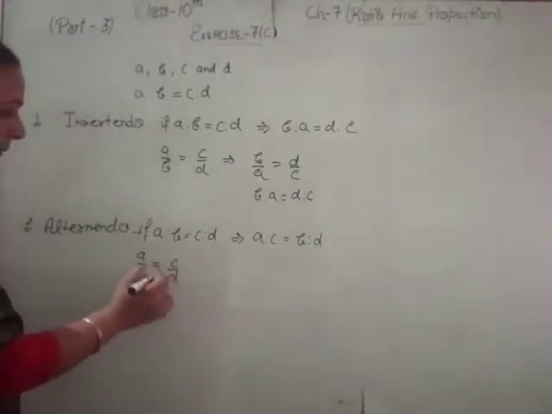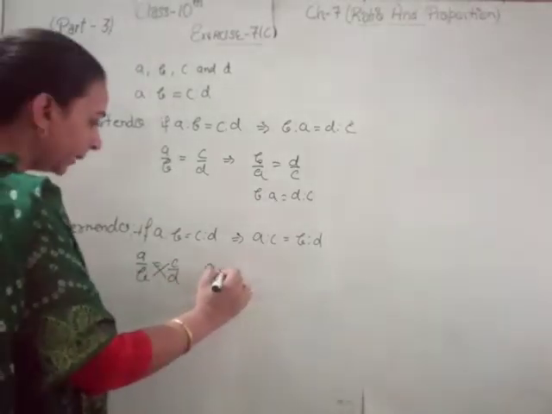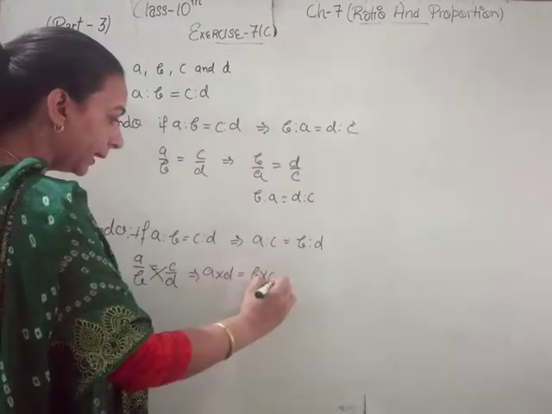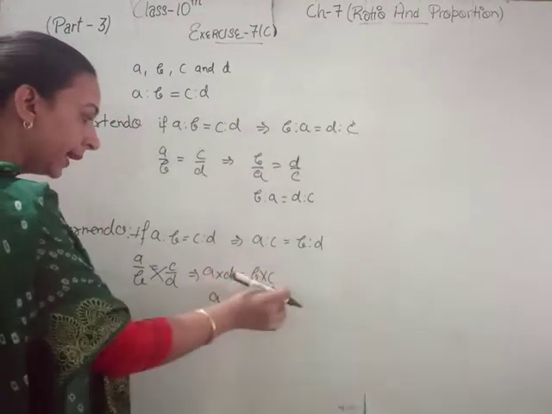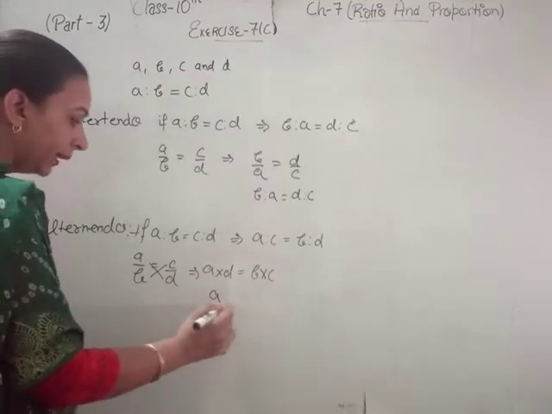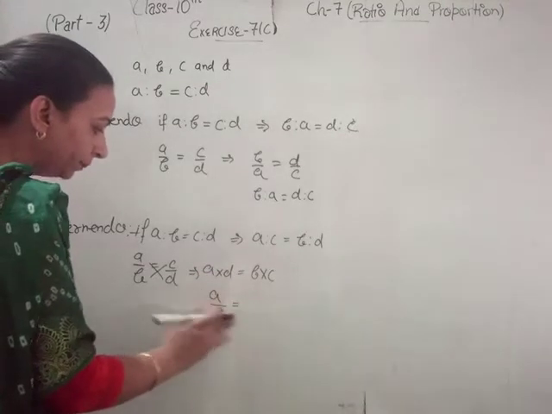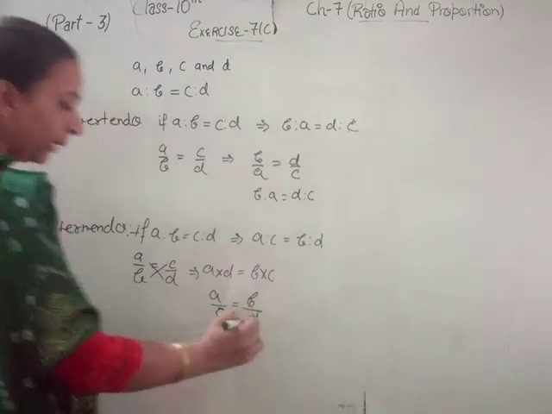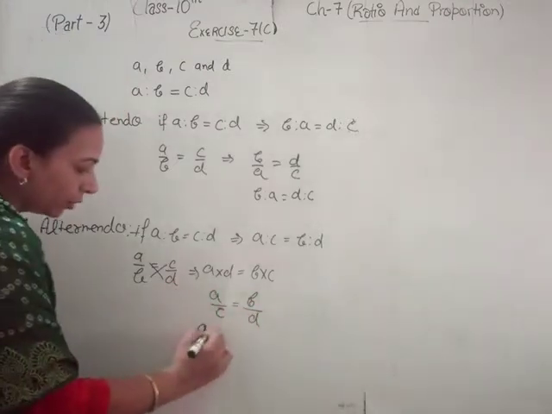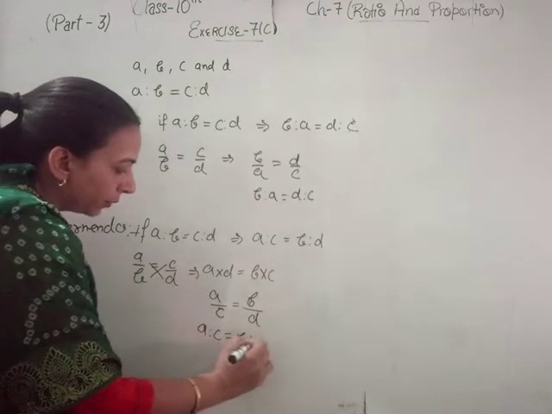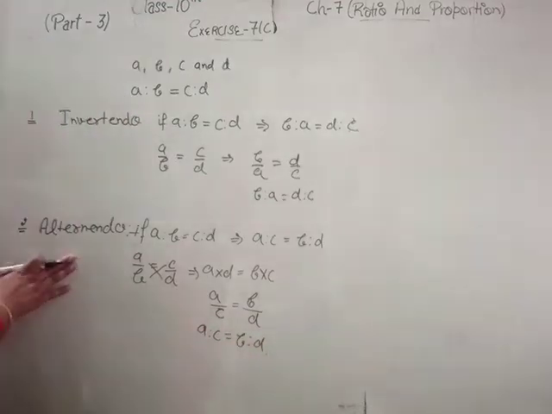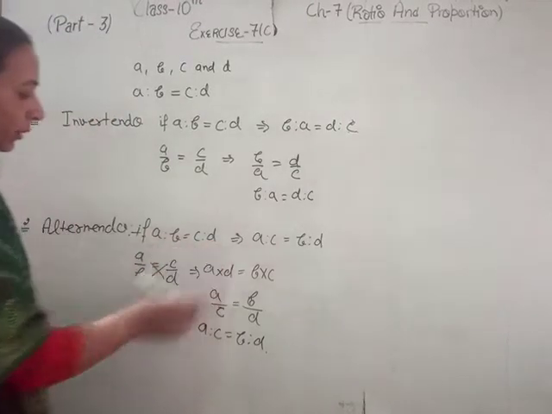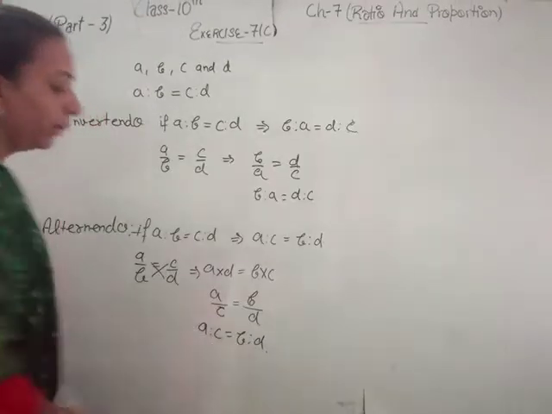Taking cross multiplication, A multiply D equal to B multiply C. Then A as it is, we take C on this side, so C divided by, and this equals B as it is, and D on this side, D also divided by. Then A ratio C equal to B ratio D. Students, according to property alternando, if A ratio B equals C ratio D, then we write A ratio C equal to B ratio D.